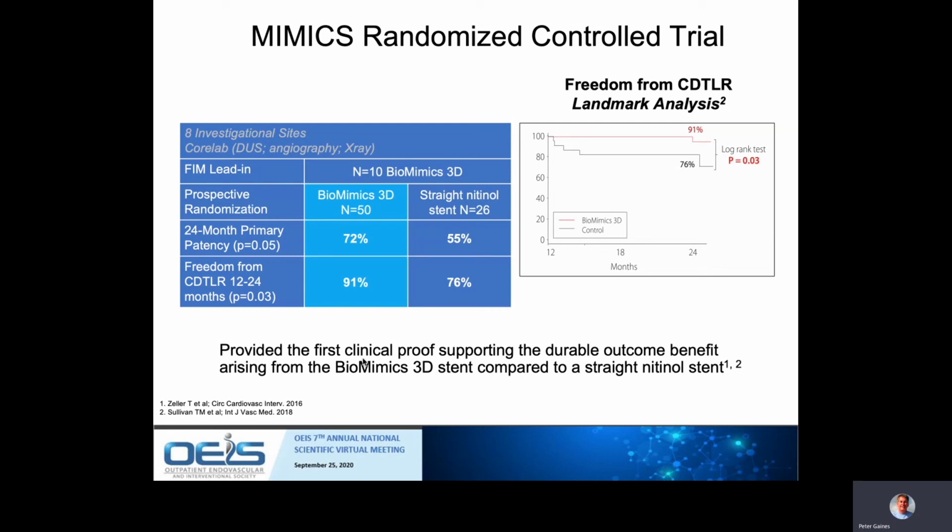In addition, freedom from clinically driven target lesion revascularization between 12 and 24 months, when that benefit of swirling flow might be expected to be seen, was indeed beneficial for those patients receiving the BioMIMCS 3D stent. Within that time period, only 9% of patients required a clinically driven TLR, compared to 24% of patients who received the straight stent.